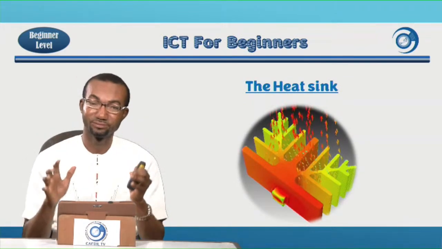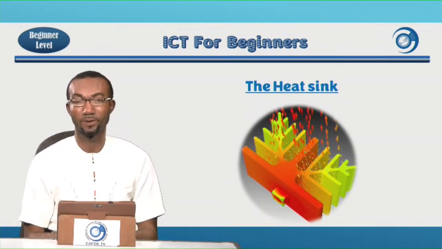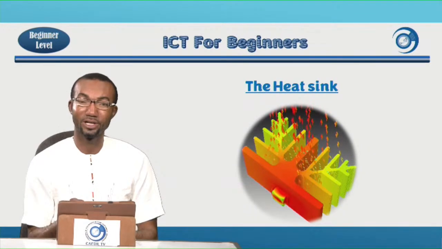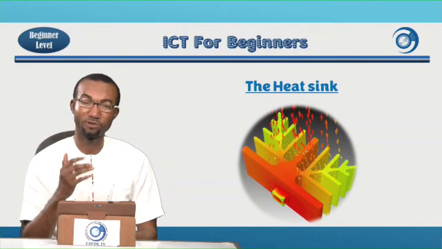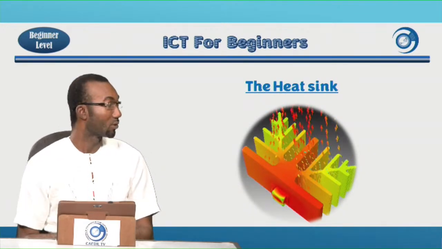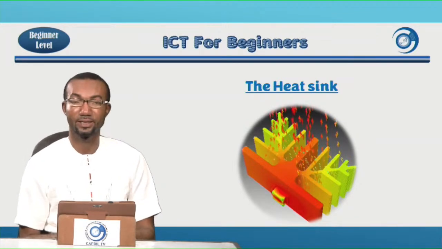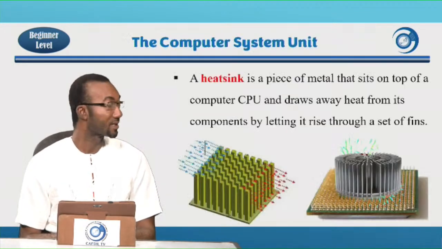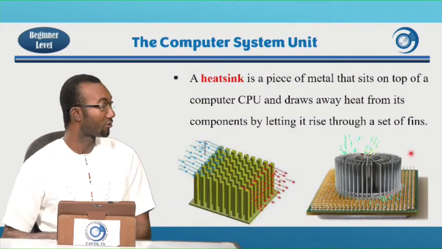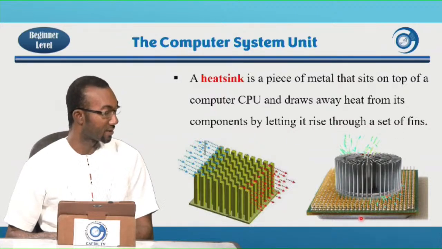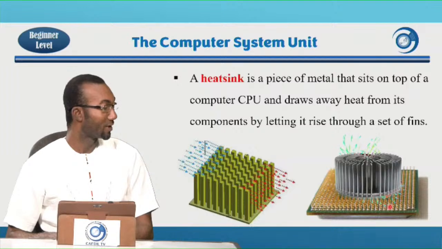Now we have talked about the processor. Let's talk about another component that helps the processor to perform its function. And we call that component heatsink. So what is heatsink? A heatsink is a piece of metal that sits on top of the computer CPU and draws away heat from its components by letting it rise through a set of fins. So viewers, you have the processor here.